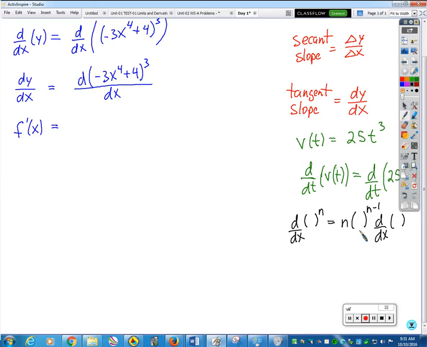If we're going to use the power rule, we have to identify what the exponent is and what is being raised to the exponent. So someone help. What's the exponent in our situation? What's the n? And what is it that's being raised to that exponent? N is 3, perfect. That's this one here. And then Heidi, what exactly is being raised to the third power? Negative 3x to the 4th plus 4. Perfect. That's this thing.